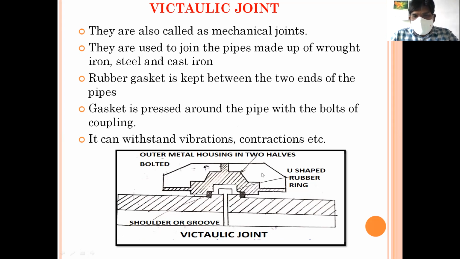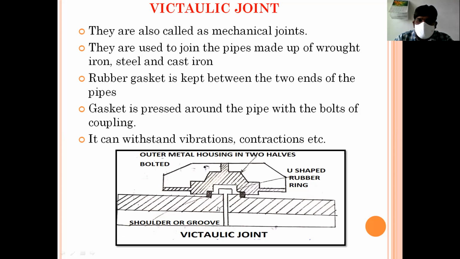See, with the help of this groove and these halves, we can press the pipe, in the sense we can hold the pipe tightly in such a way that water may not leak from the joint. These are also called mechanical joints, made of wrought iron. These are used to join pipes made of wrought iron, steel, and cast iron.